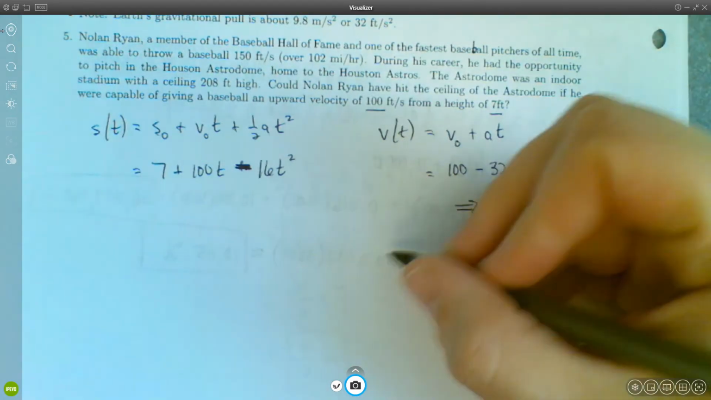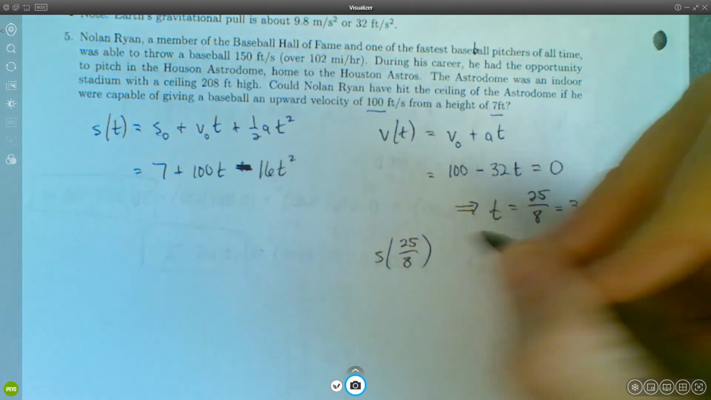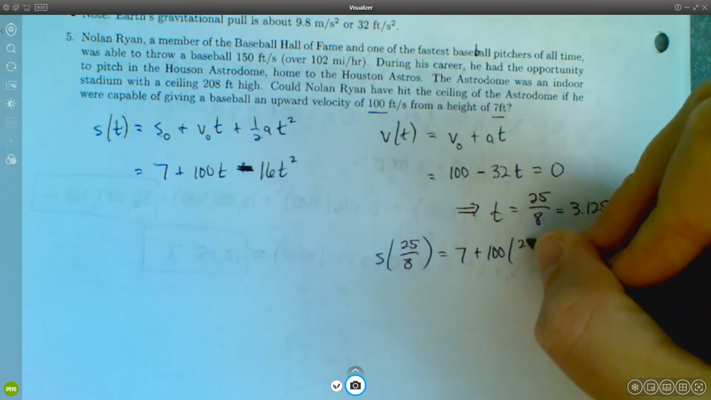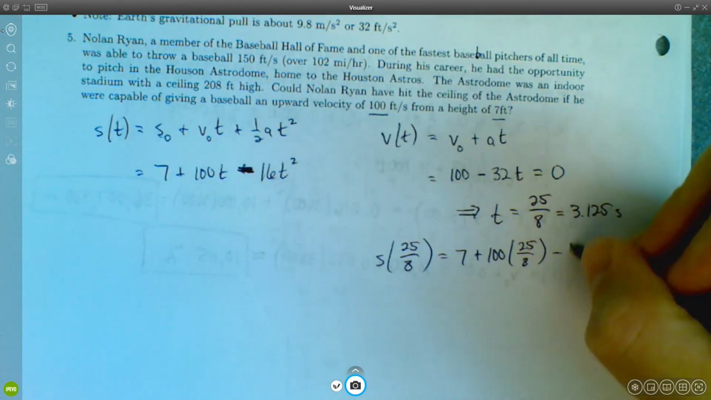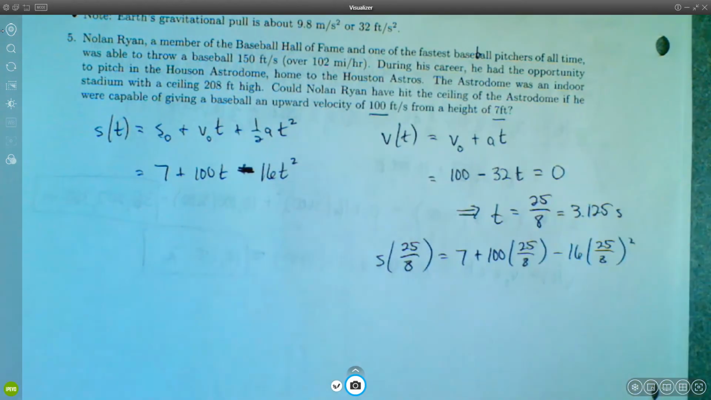Now to find that out, we plug it back into the position function, right? So we're going to say the position at 25/8 of a second is going to be 7 plus 100 times 25/8 minus 16 times 25/8 squared. And let's see what we get. So 7 plus 100 times 25/8 minus 16 times 25/8 squared.